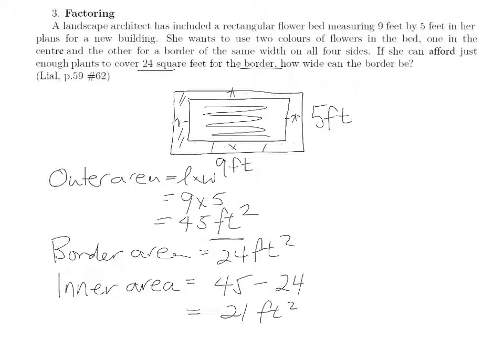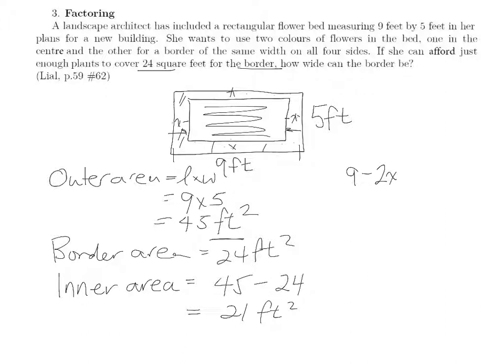So that's that inner area. So now we have the areas of the whole rectangle, we have the area of the border, and we have the area of the inner rectangle. And so if we're going to be able to find the dimension of the border, we're going to need to find that value of X. So let's have a look at this. When we have 9 feet here, and we're going in X on both sides, we might say that the length of the inner area is going to be 9 minus 2x, right?